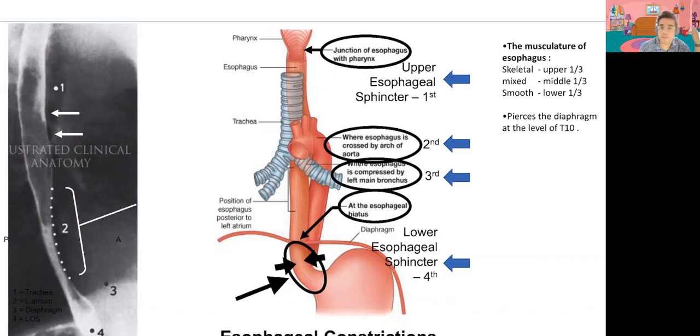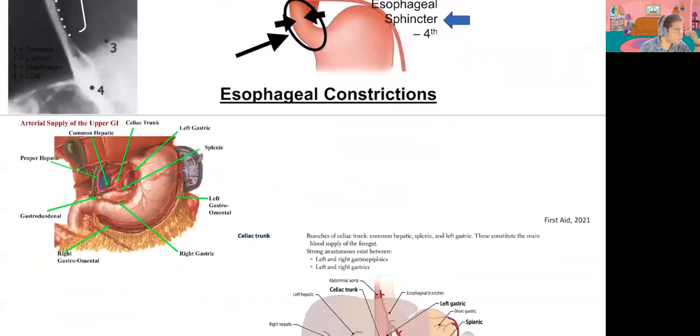We got a question on our exam. The muscle of the esophagus is varied, right? The skeletal component is the first 1/3, the mixed is the middle 1/3, and then smooth is going to be the lower 1/3. Okay.